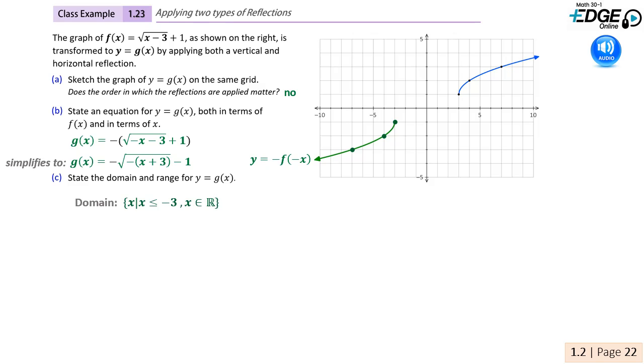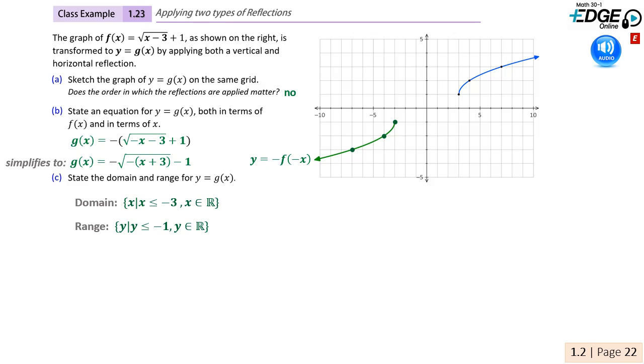So looking at our green transformed graph, we can see that the domain is the opposite of what it was initially. It used to be all values greater than positive 3. Now that we've reflected it, it's all values less than or equal to negative 3. Similarly, our original range was all values greater than or equal to positive 1. Now that we've reflected it, it is all values less than or equal to negative 1.